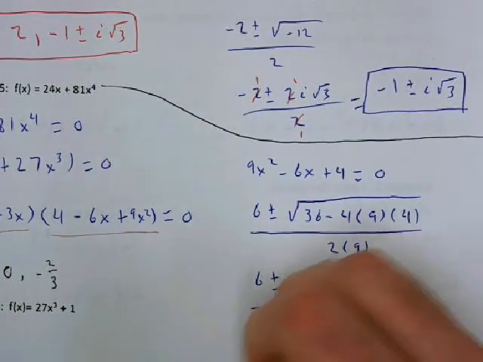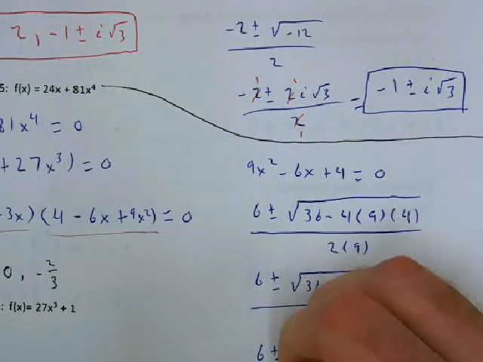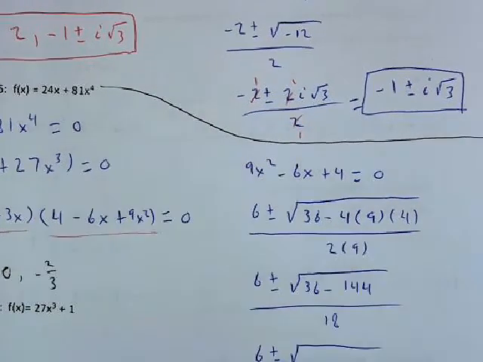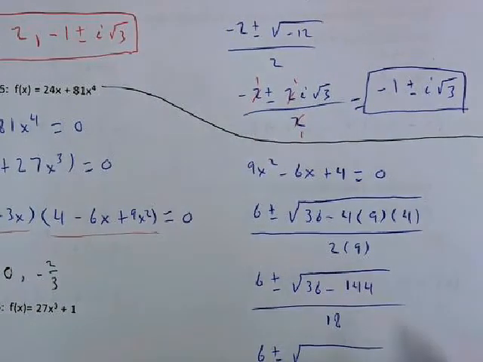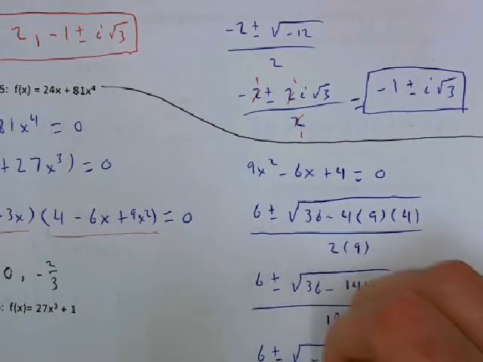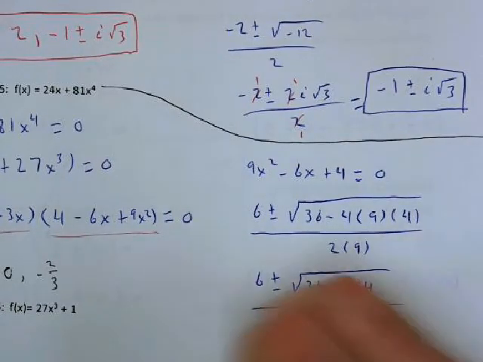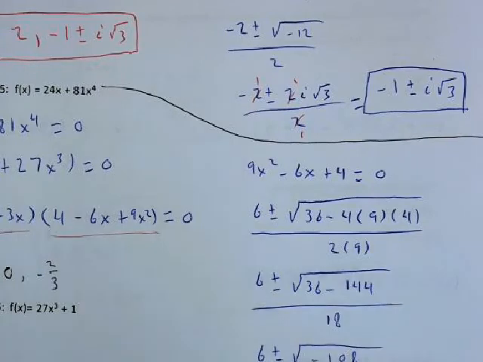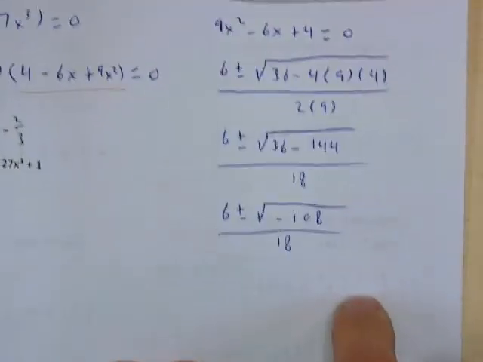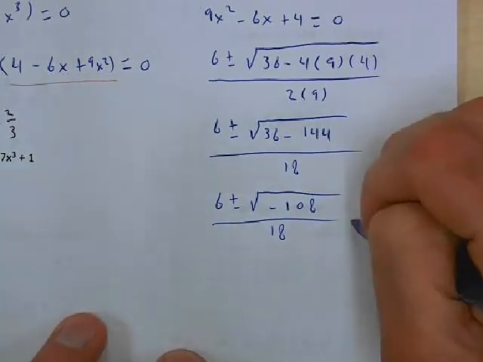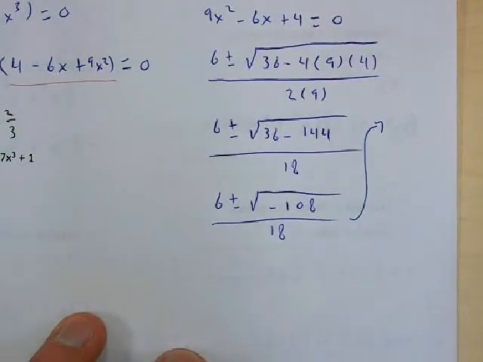So we get 6 plus or minus the square root of, and then 36 minus 144. So let's see, it's going to be negative 108 over 18. We're probably going to need the space. We're going to squeeze it in up here as best we can.